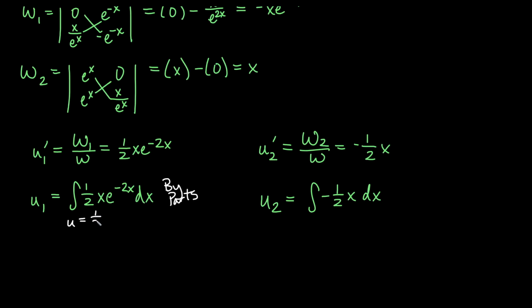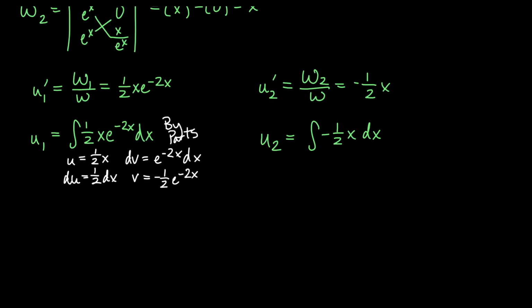So if u is 1/2 x, and dv in this case is e to the negative 2x dx, then that means du would just be 1/2 dx, and v would be negative 1/2 e to the negative 2x. And so our uv minus integral v du is going to be negative 1/4 x e to the negative 2x.